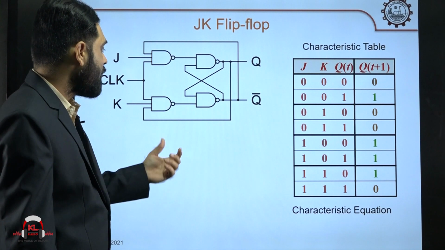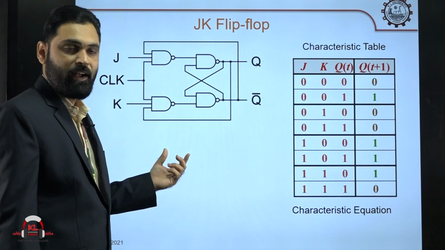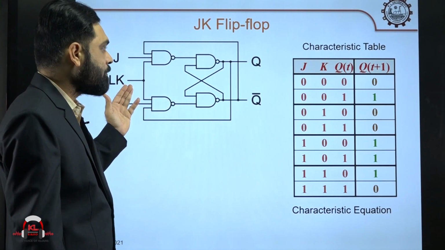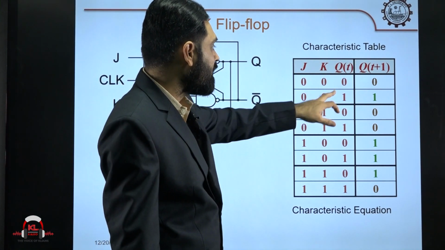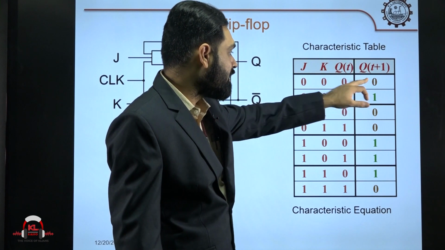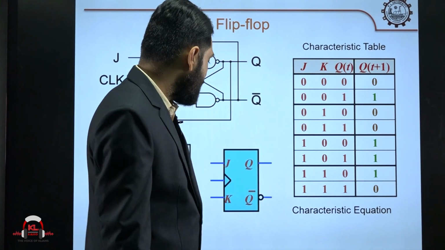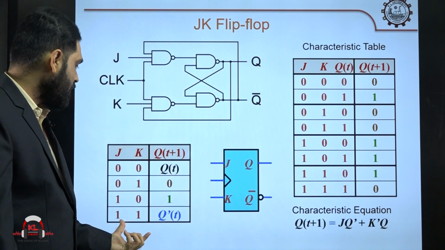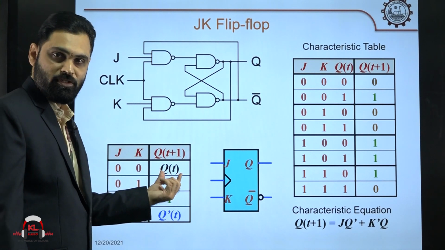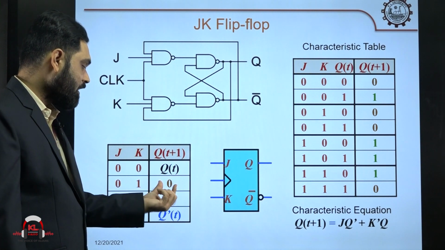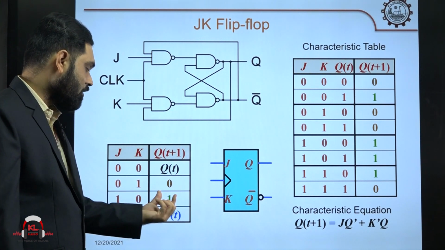And this is the JK flip flop arrangement. The JK flip flop with NAND gates is given, and when a clock pulse is applied, the characteristic table is given here. If the present state is this, the next state is given. This is the truth table of the JK flip flop. According to it, when 0 0 is the input, the output is no change. When the input is 0 1, the output is 0. When the input is 1 0, the output is 1.